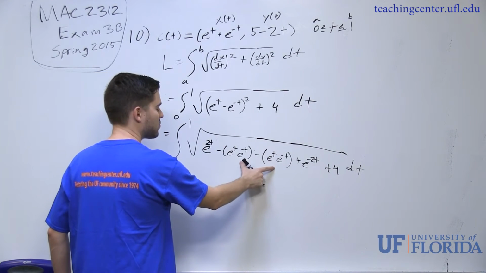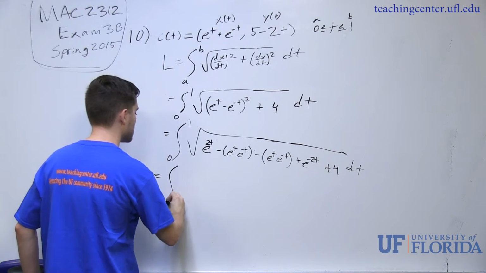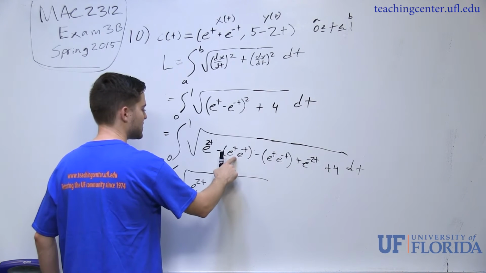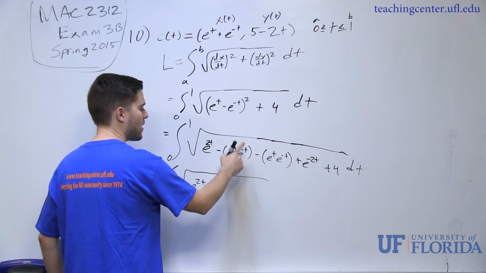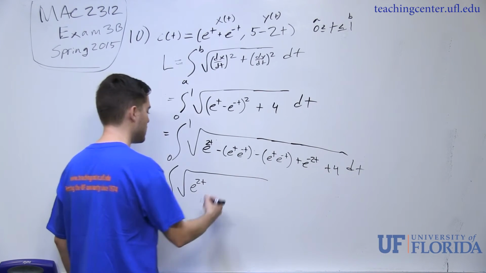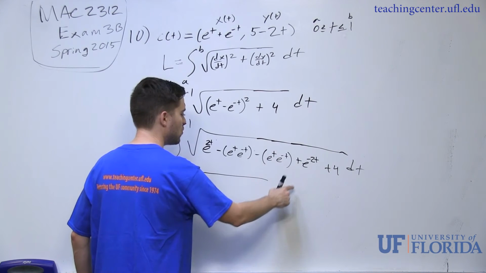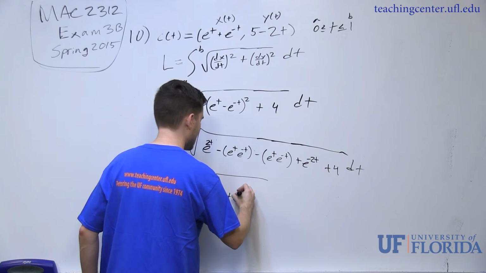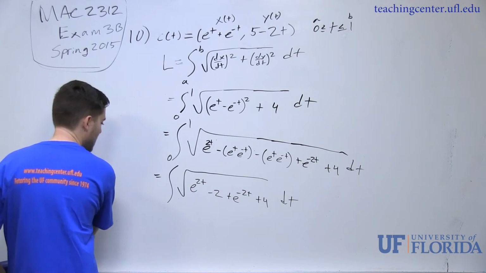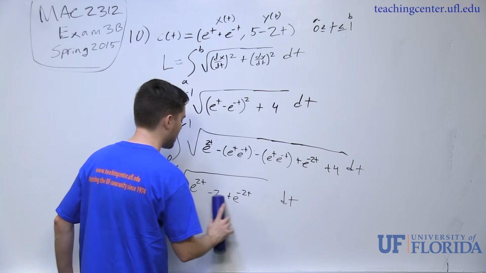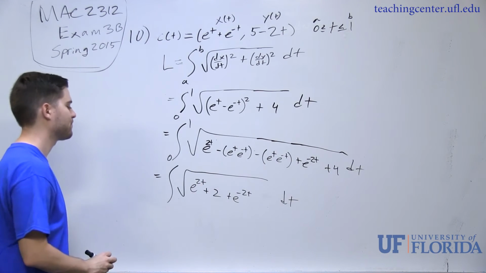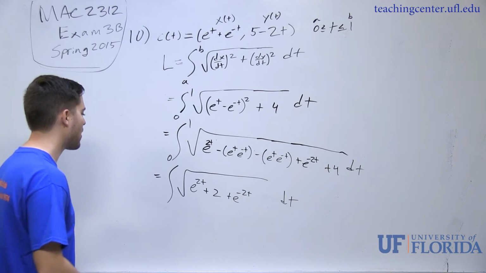So now I can go ahead and simplify these terms. This is equal to the square root of e to the 2t. This is e to the t times e to the negative t. I add those powers together because they're multiplied by the same base. So that becomes e to the 0, which is 1. So this is also 1, so I have a minus 2 plus e to the negative 2t plus 4 dt. I'm going to add these terms together. I have a plus 4 and a minus 2, so in the middle here, I should get a plus 2.